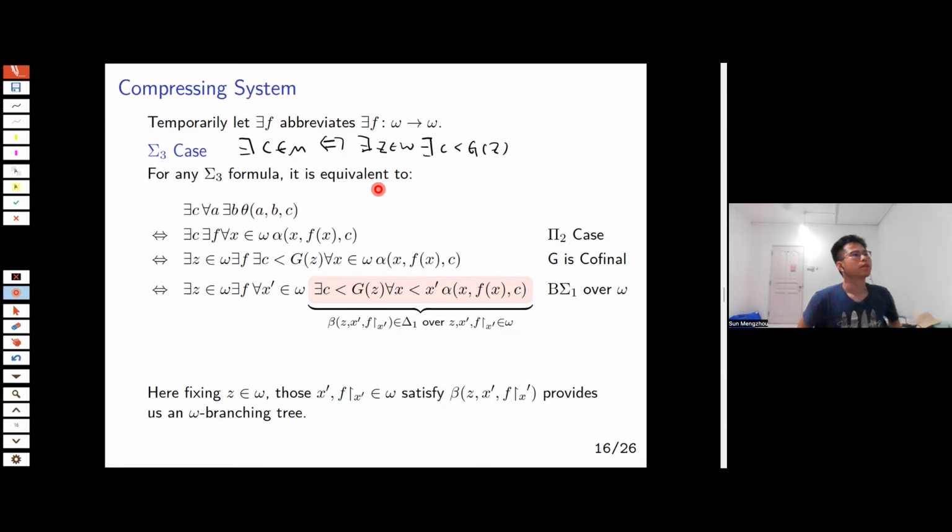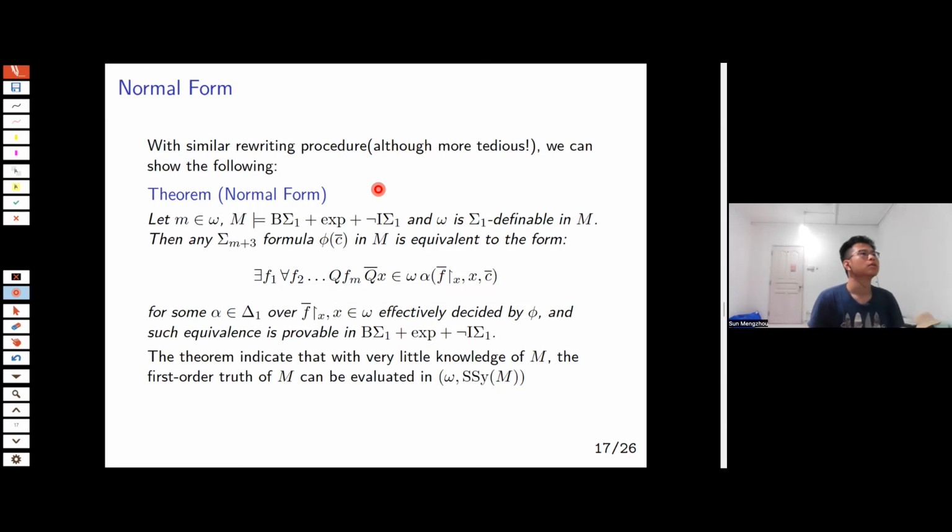So that's the case of sigma 3, and the general proof is quite the same as this one. So here is a normal form. Under M satisfying B sigma 1 and the negation of I sigma 1, and omega being sigma 1 definable, any sigma M plus 3 formula can be rewritten into this normal form. We have M alternating second order quantifiers and one first order quantifier, all over omega. And this alpha is delta 1 over a parameter in the cut. And this alpha is effectively decided by phi, and such equivalence is provable in this theory.